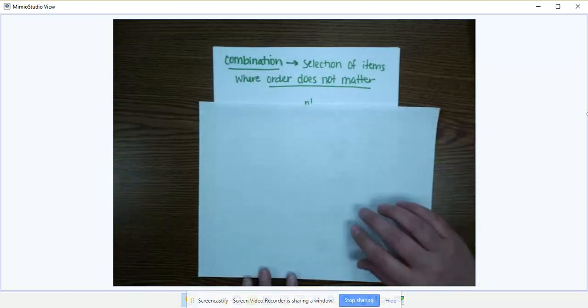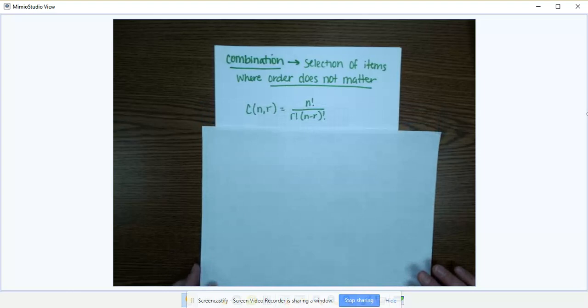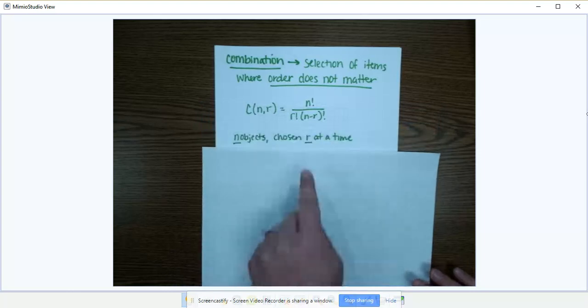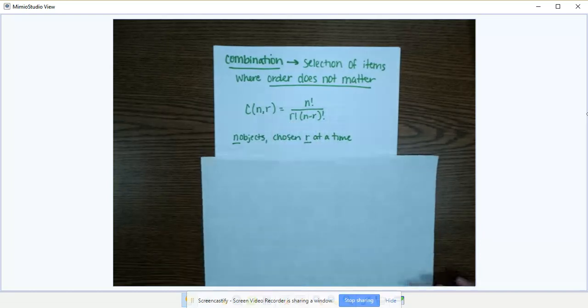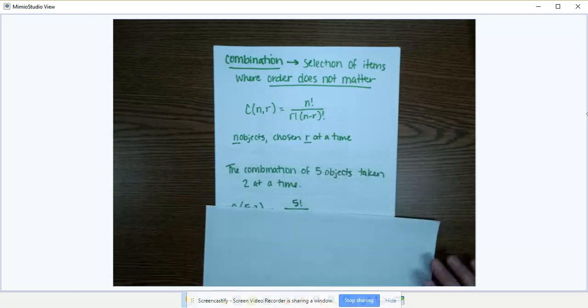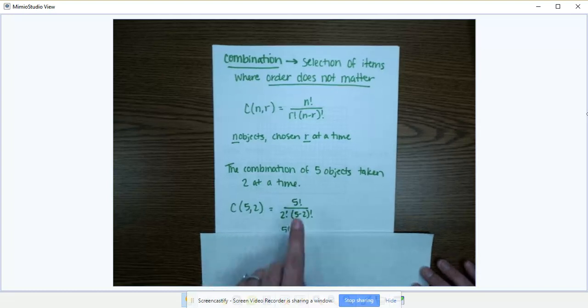Okay, combination is the other one, very similar to a permutation. This time when we choose our items, the order does not matter. A very similar formula, and R still stands for the same thing. This time we have an R factorial in the denominator as well. So an example, a combination of 5 objects taken 2 at a time would be C 5 comma 2. Here is plugging our numbers into our formula.